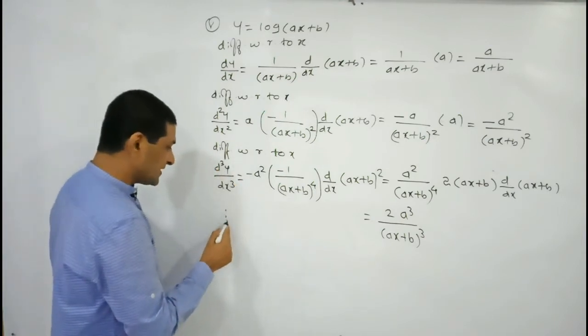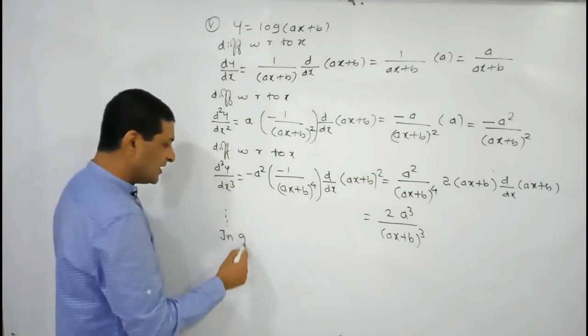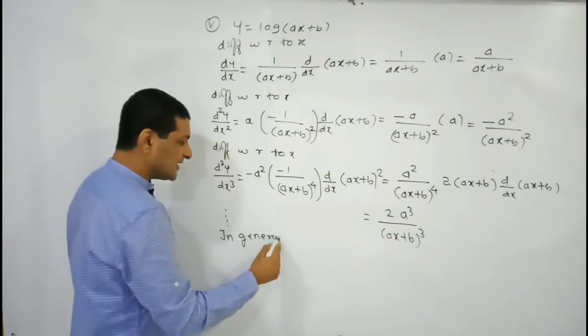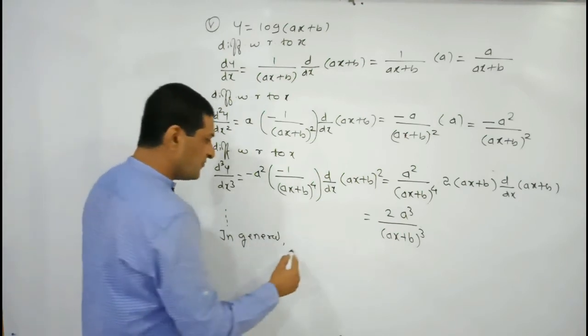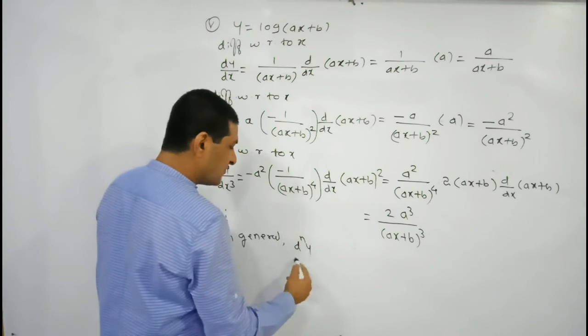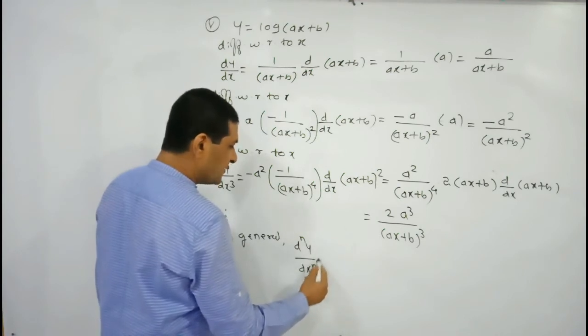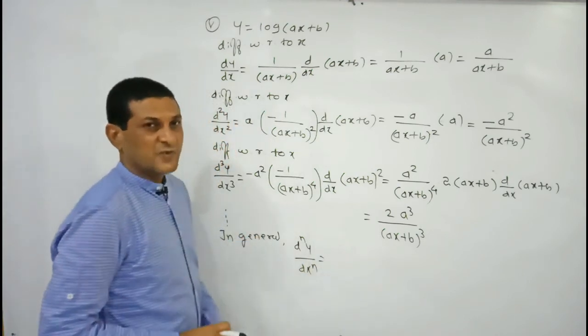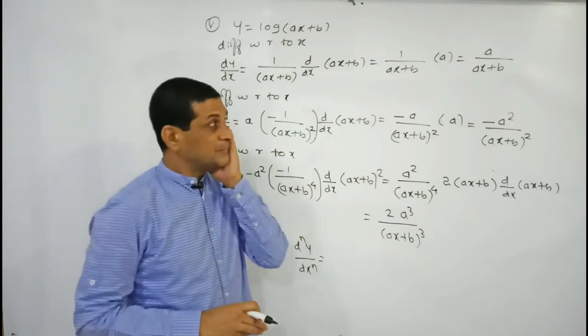Observing the first order, second order and third order derivative, we can say that the nth order derivative in general form will be equal to dny, meaning the nth order derivative will be equal to. So let us try to find the value of the nth order derivative.